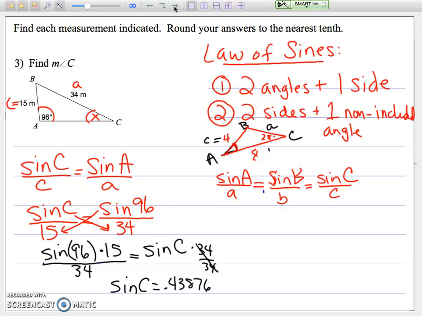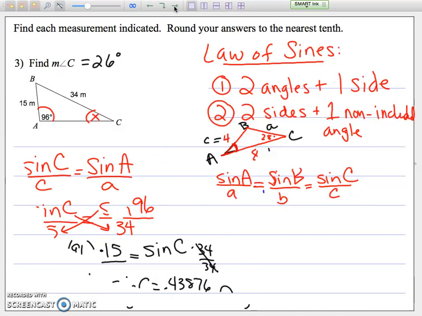0.43876. Well, as we know, if we want to find an angle, you just need to do the inverse sine, sine -1 of 0.43876, and you should get something around 26 degrees. So the angle C equals 26 degrees. Okay, so once again, it's just a matter of setting up your proportion correctly and labeling everything correctly. Let's try another one and see.